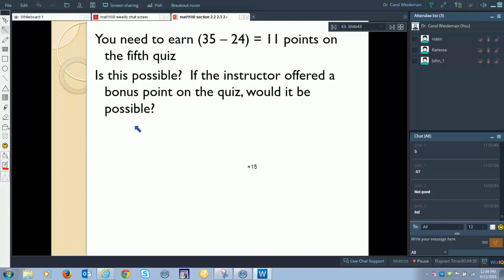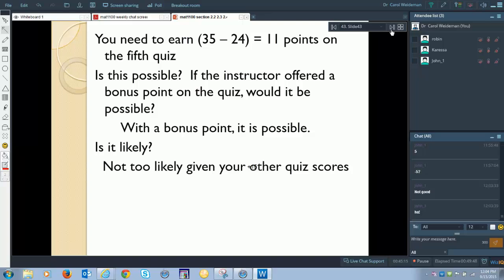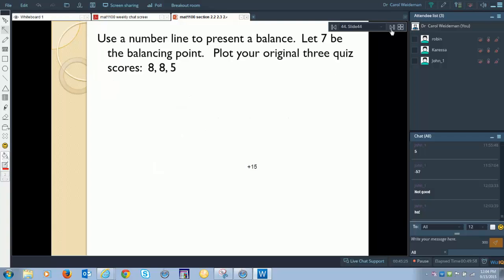All right. Is this possible? Can you get 11? If the instructor offered a bonus point, would it be possible? Well, if there was a bonus, yes. Is it likely? You think it's likely that this student is going to get back up to a C? Probably not, given your other test scores. Remember, your other test scores were what? 8, 8, 5, 3. Seems like you're on a downward trend, so it doesn't look too good for this student.